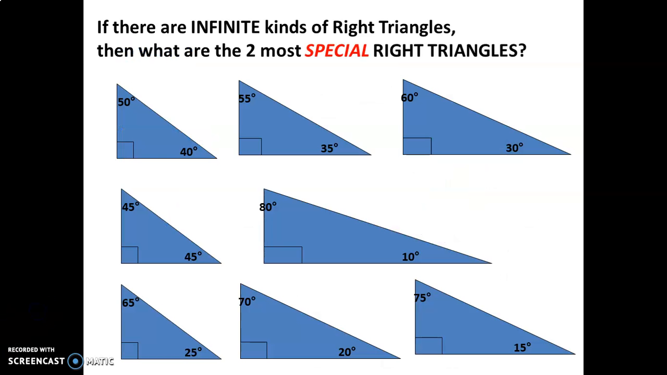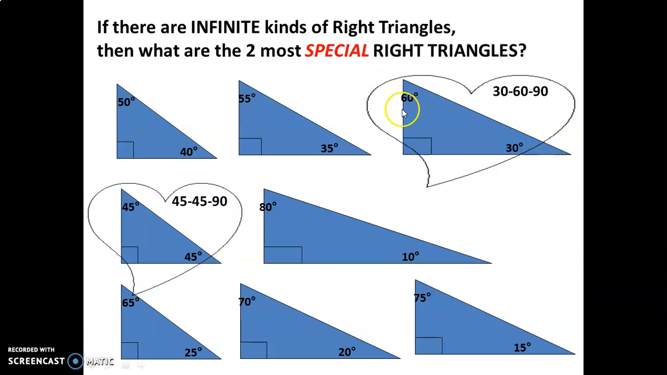Let's begin here. To talk about exact values, we have to talk about something called the special right triangles. There are infinite kinds of right triangles, but which are considered the two most special right triangles? What do you think? Well, it happens to be this one and this one. So the 30, 60, 90 right triangle and the 45, 45, 90 right triangle are considered special right triangles. Let's take a look at some properties of these triangles.